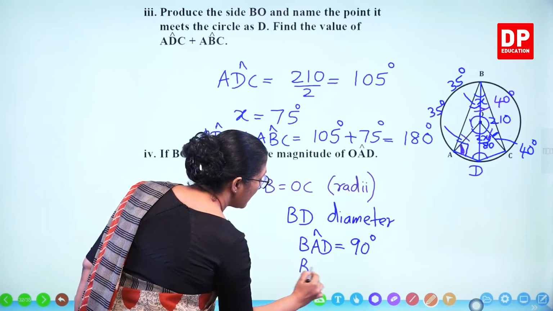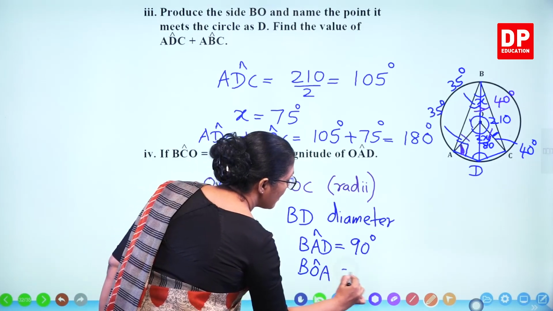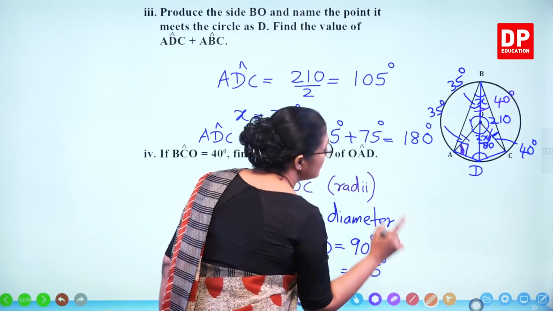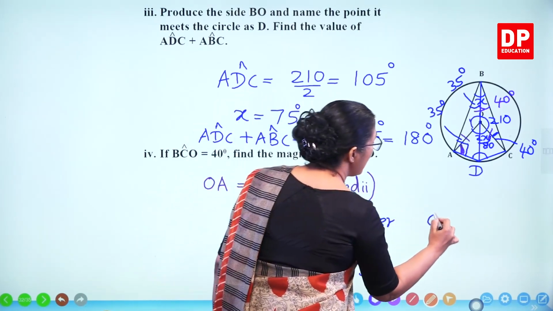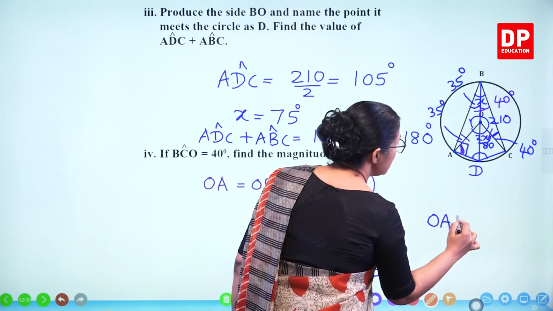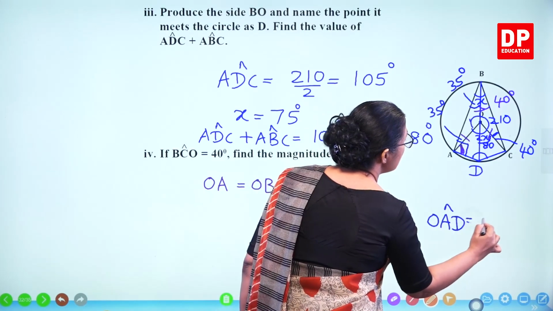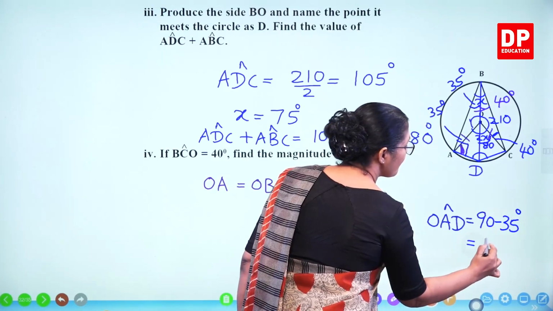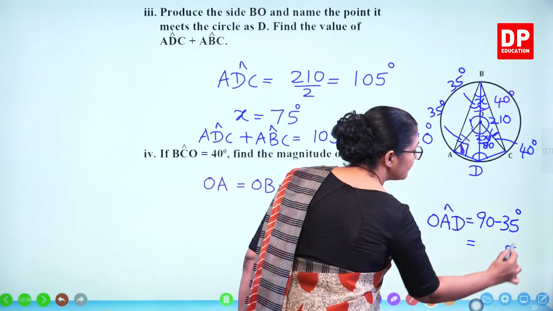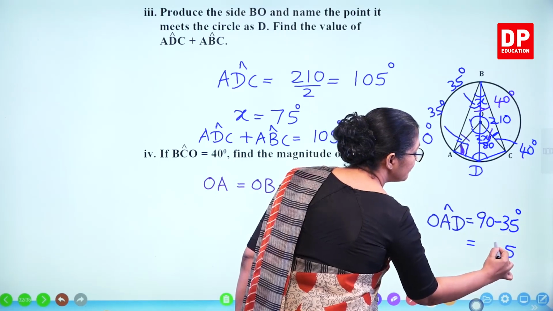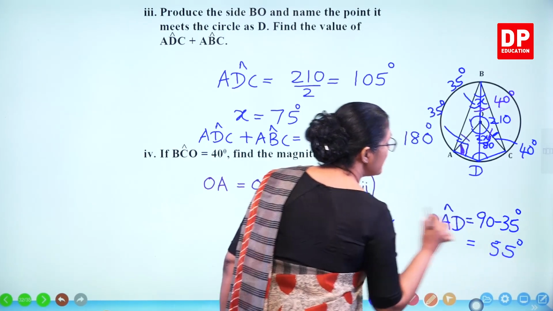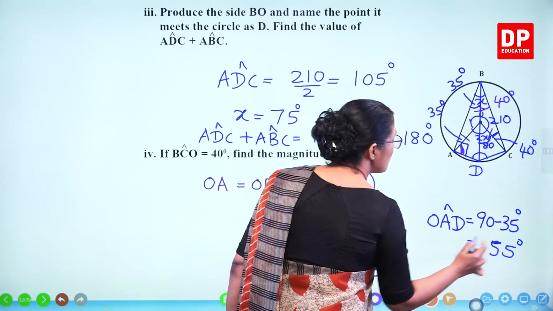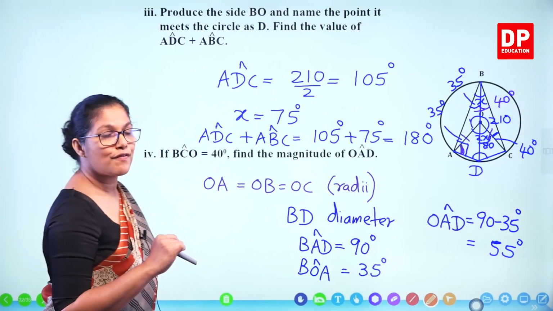So what's that? BOA. So what's the other angle? So we need OAD angle. OAD angle is 90 minus 35. What's the difference? 55 degrees. So this angle is 55.